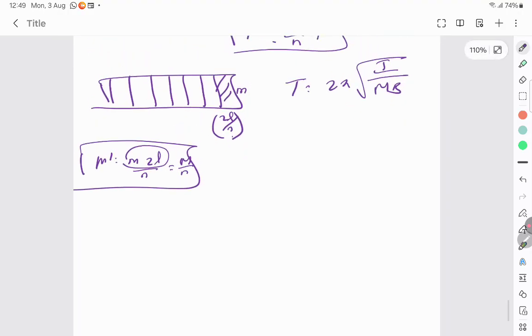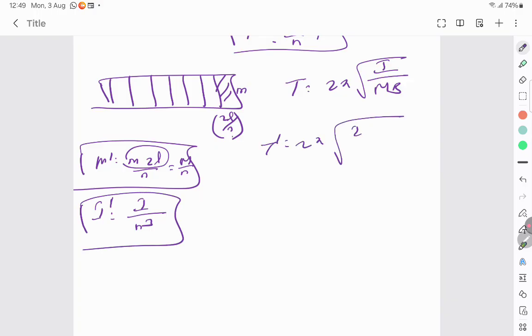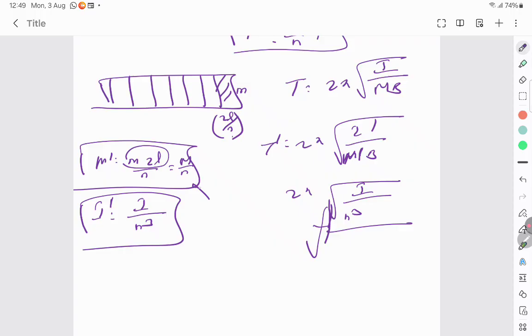Okay, you want to find the new inertia. New inertia is old inertia by N cube. Just write this. New inertia is this, and magnetic field remains the same. So the new time period is 2 pi into root of I dash by M dash into B. What is I dash? I by N cube. What is M dash? M by N. And write B. N and N square, it becomes 2 pi into root of I by N square into MB.